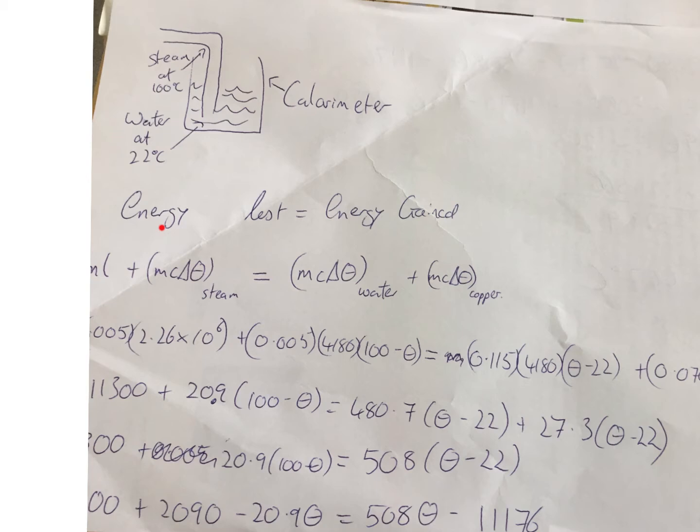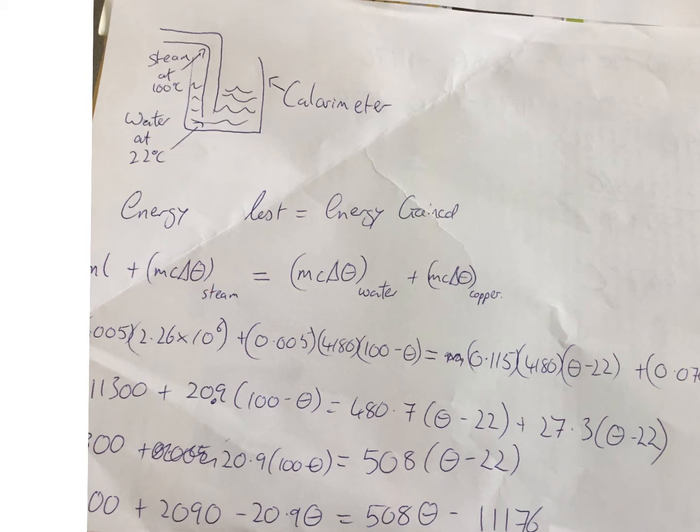Then the energy that's going to be lost is going to be lost by the steam. So we have mL here because the steam is going to change state first. So our specific latent heat formula. Then mc delta theta, because that steam is going to be turned into water. Then it's going to be water at 100 degrees Celsius. It has to cool down to its final temperature.